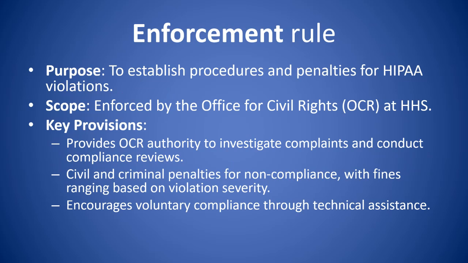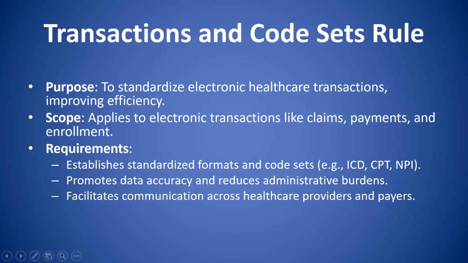The enforcement rule is all about enforcement. It establishes procedures and penalties for HIPAA violations. The scope is that it is enforced by the Office for Civil Rights (OCR) at HHS. The key provisions are that it provides OCR the authority to investigate complaints and conduct compliance reviews, apply civil and criminal penalties for non-compliance with fines based on severity, and encourages voluntary compliance through technical assistance.